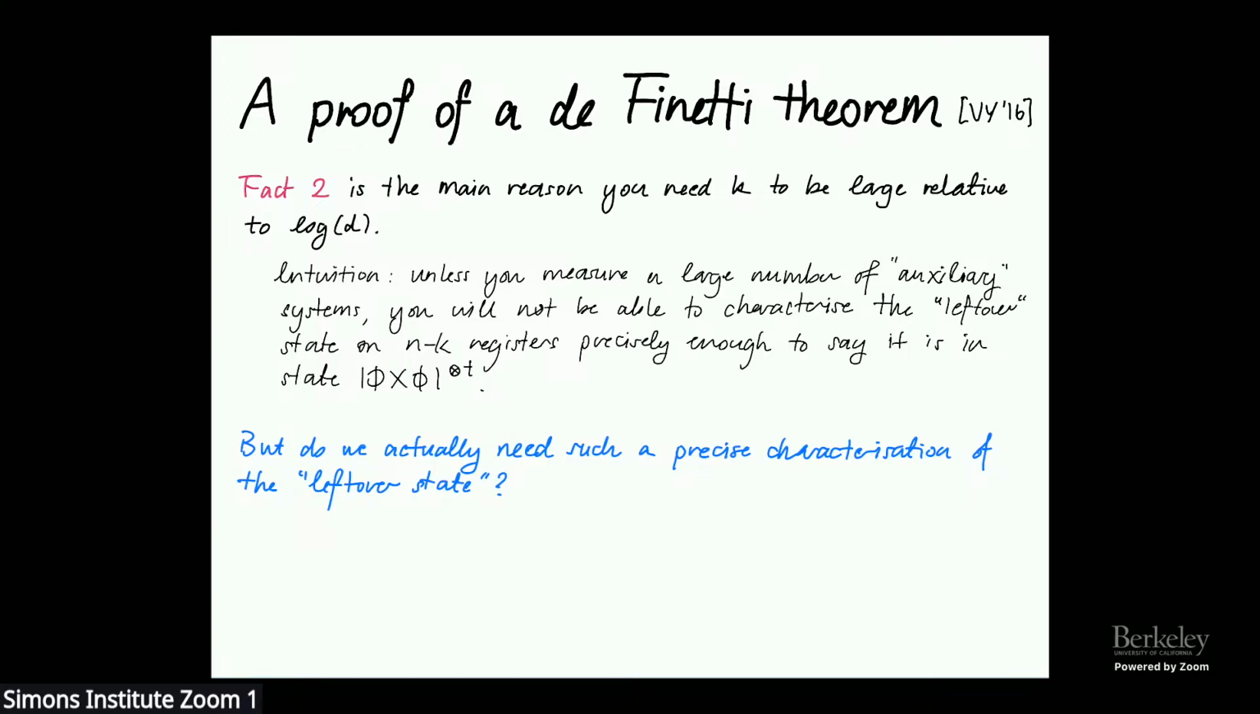And the question that led us to get around this is: do you actually need to know so much about the state? This de Finetti theorem tells you that once you've looked at your k registers and found that they're all in copies of phi, the remaining system is product. That's very strong, right? Do we actually need such a strong characterization of the state in order to do an analysis? And the answer is no.